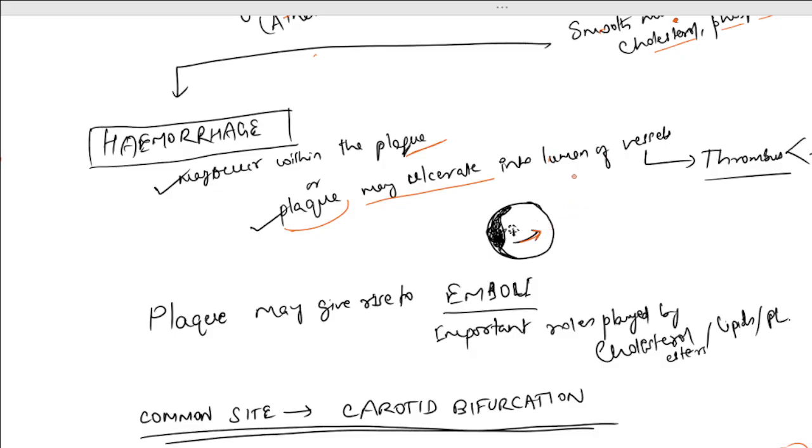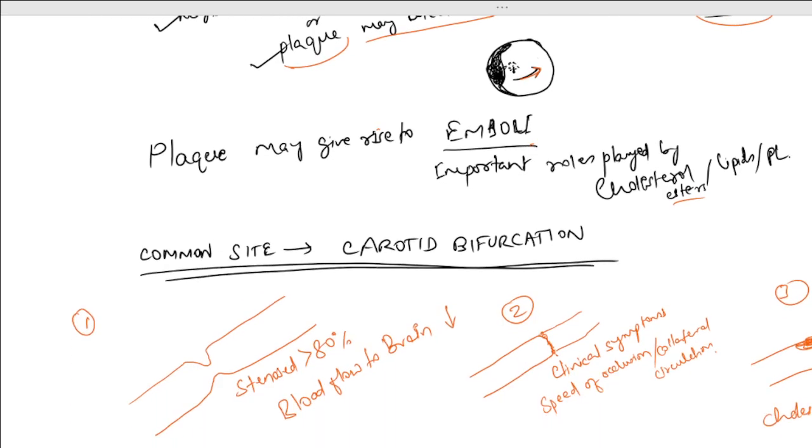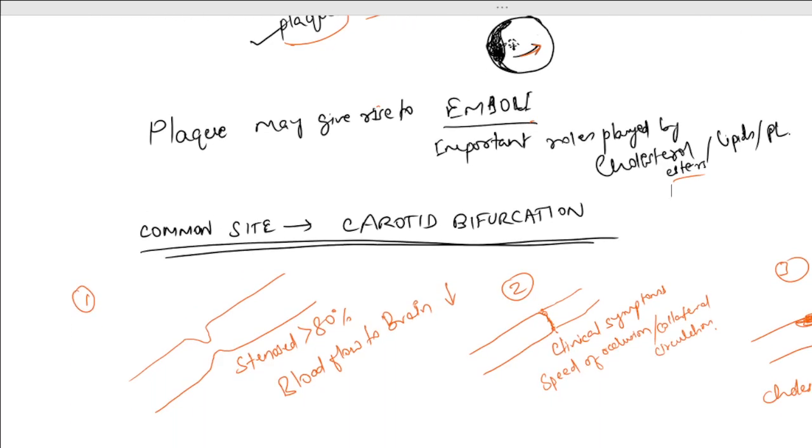So the lumen of blood vessels will get occluded because of the thrombus. It can get stenosed, that means narrow, or it can completely get blocked or occluded. Cool. Now, plaque may give rise to emboli. Yes, but obviously there are important roles played by cholesterol, phospholipids. We are going to see that in the next class. And the common site is carotid bifurcation.